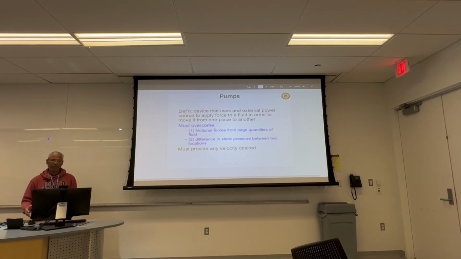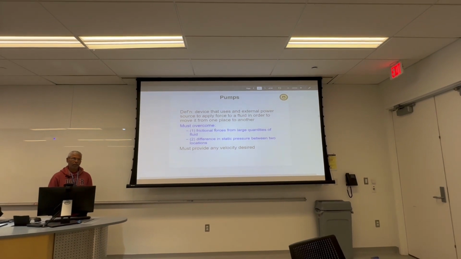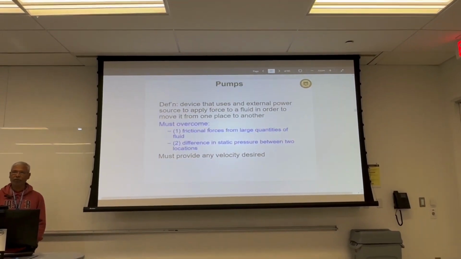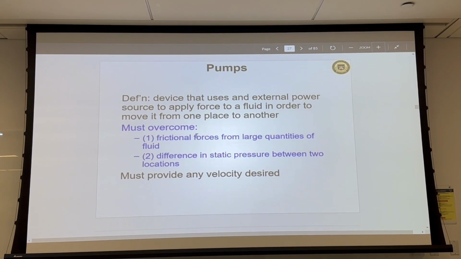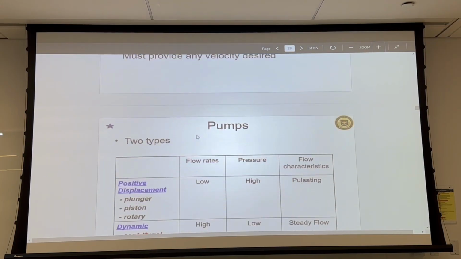It must provide a desired velocity. That means if you have to have so much quantity of fluid, you also have to have so much pressure to overcome. So velocity comes into the picture. To maintain that, the pump has to run at a certain speed to get the velocity so that it can build the pressure and push the fluid forward.